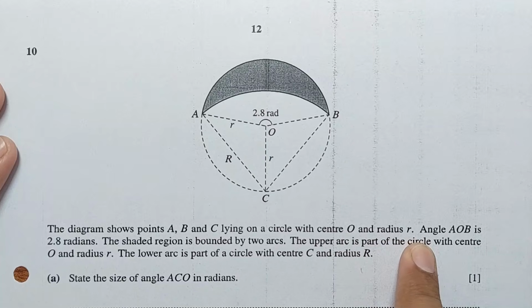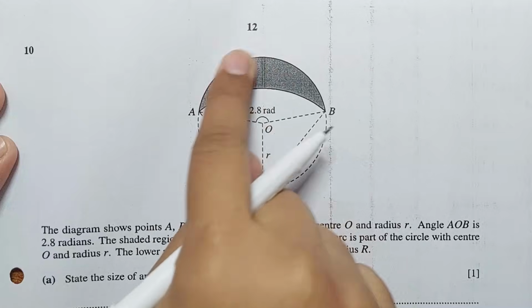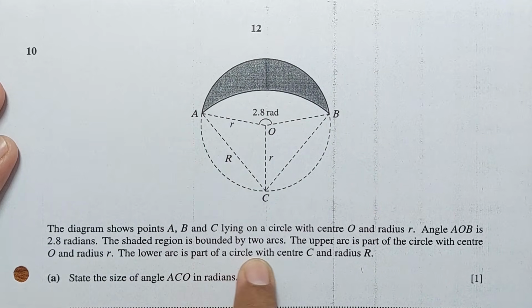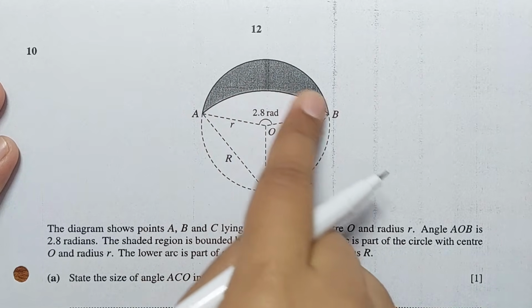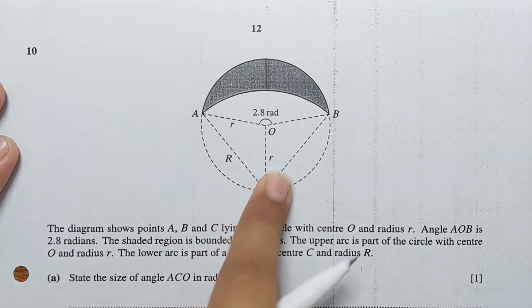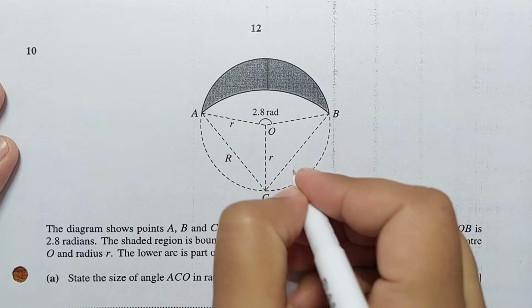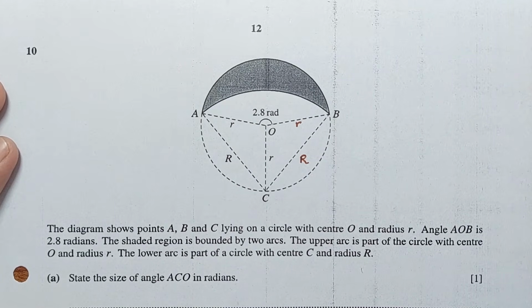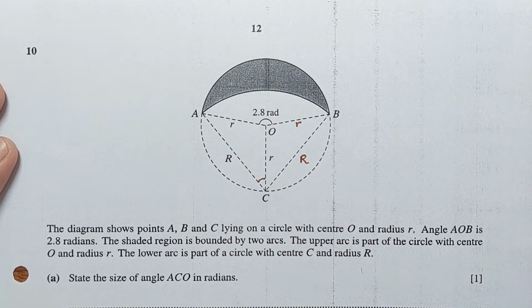The upper arc is a part of a circle with the center O and radius r. And the lower arc is a part of a circle with the center C and radius capital R. This lower arc is a part of another circle whose center is C and the radius is capital R, meaning C to A is capital R and C to B is also capital R. This is small r. Now for part A, state the size of angle ACO in radians. A, C, and O. This angle we need to measure.